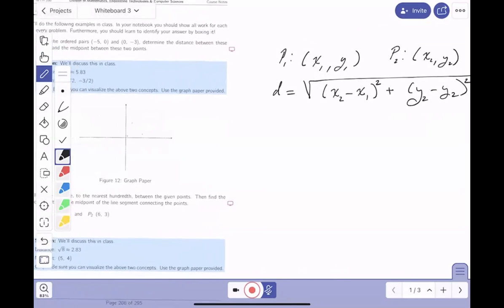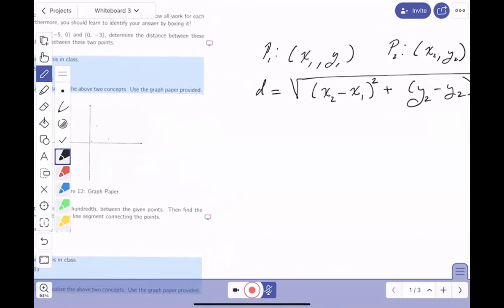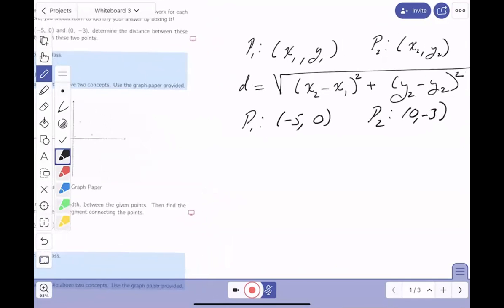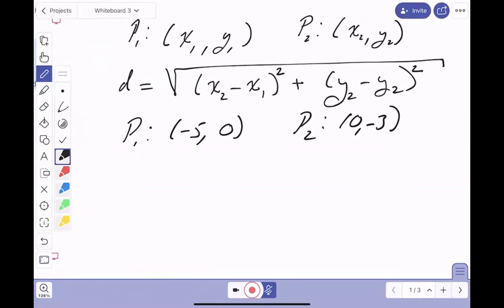So then someone goes, what are the points? Well, let's write this down. So P1 is the point -5, 0, and P2 is the point 0, comma -3. All right, I'm going to go through the work, and I want to talk about what these things mean to me. This is X1. This is Y1. This is X2. This is Y2. What's the distance?